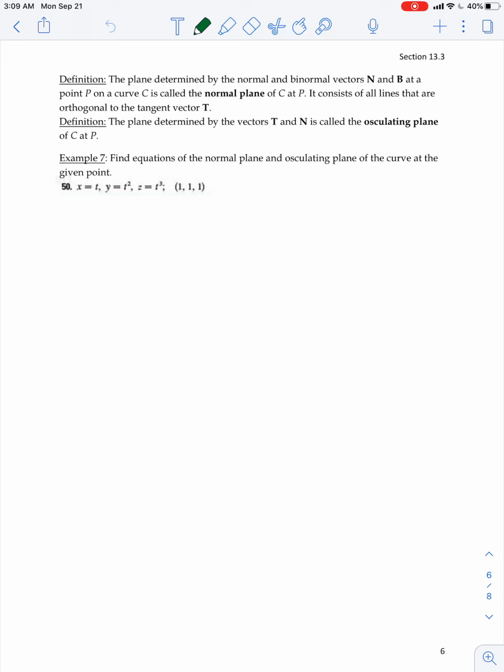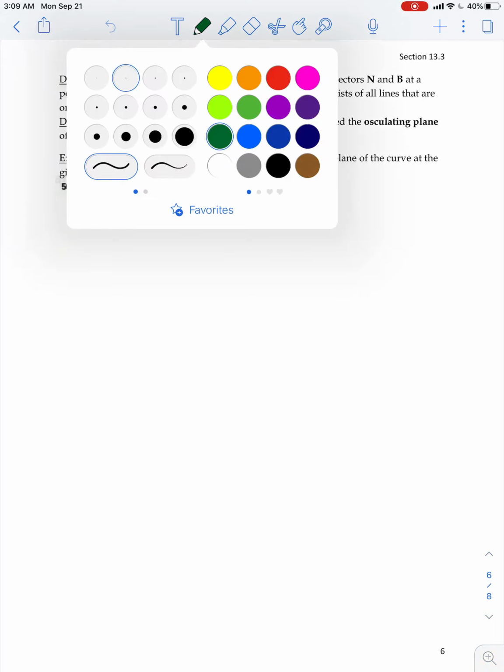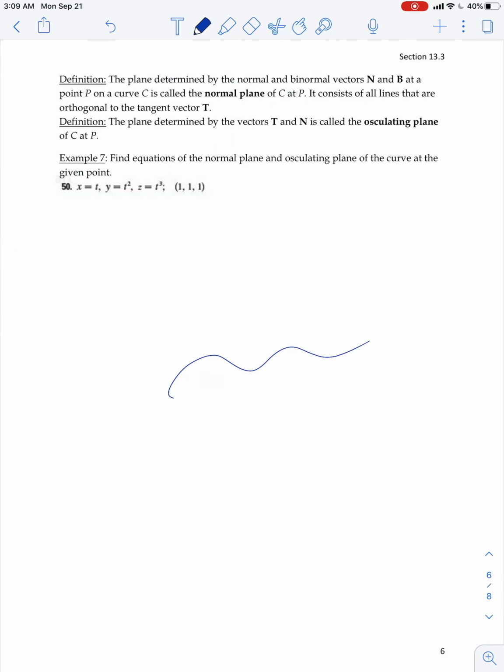Alright, now we're going to talk about two different types of plane now that we have these other vectors that we're using. The first one, the definition: the plane determined by the normal and binormal vectors n and b at a point P on a curve C is called the normal plane. So the normal and the binormal vectors are going to make up the normal plane. Hopefully that's easy to remember. And it consists of all lines that are orthogonal to the tangent vector t.